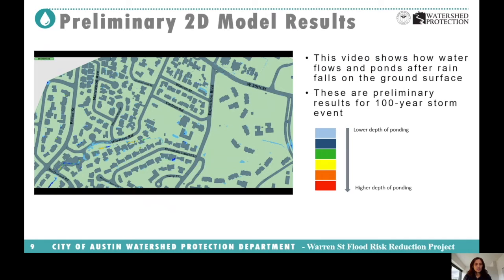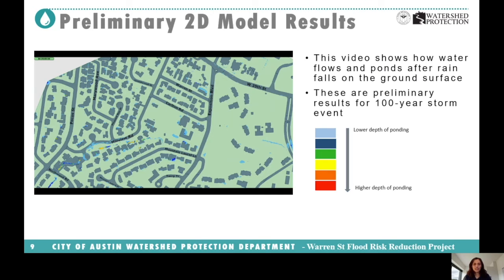Now, to give a better understanding of how the flooding occurs, I'm going to show a video of this model. It is again the preliminary model. It is also for the 100-year storm event. It is going to show, once the rain starts falling on the surface, how the water flows on the ground surface, where it is ponding, and how deep it is ponding.